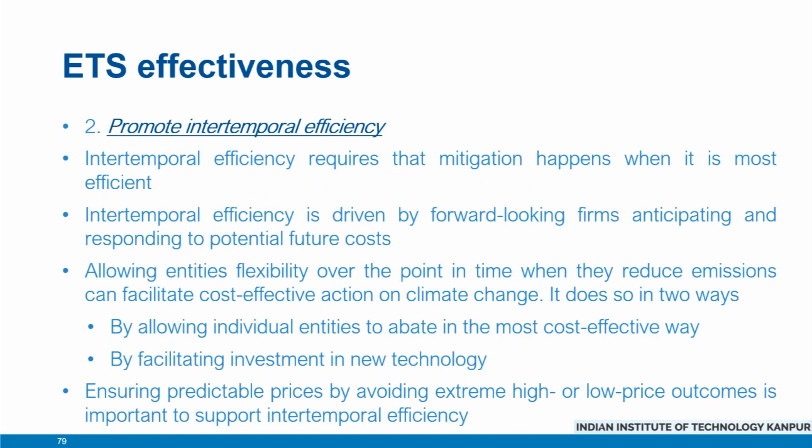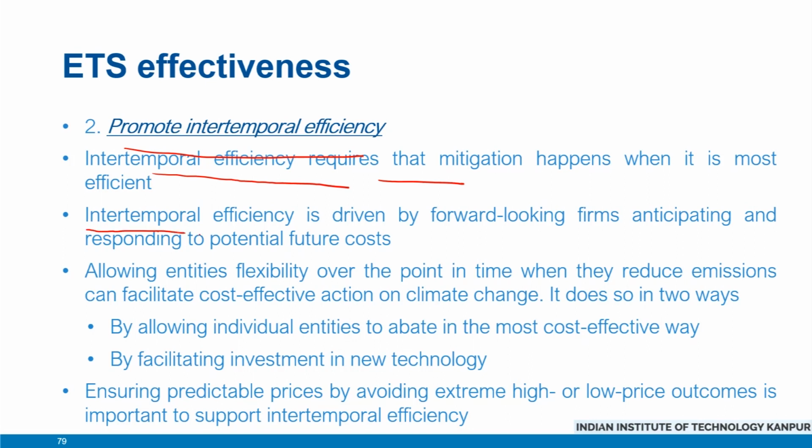The next objective is to promote intertemporal efficiency. Now, this intertemporal efficiency requires that mitigation happens when it is most efficient. If it costs less to reduce emissions now rather than in future, then the ETS should support this substitution. This means that the quantity of mitigation must have some flexibility over time.